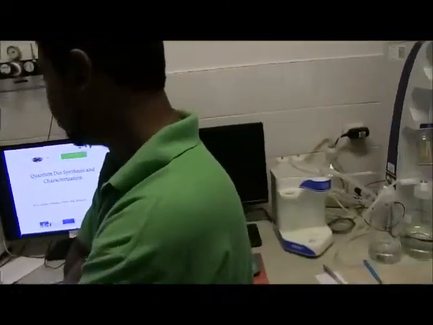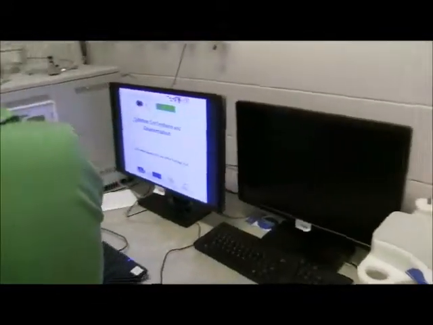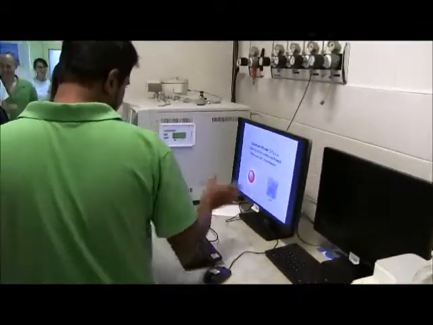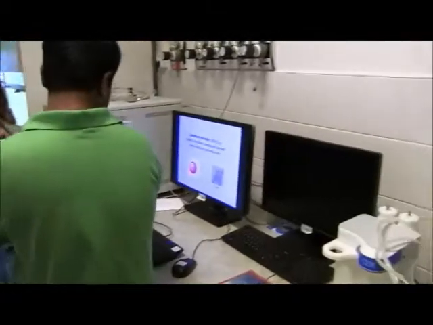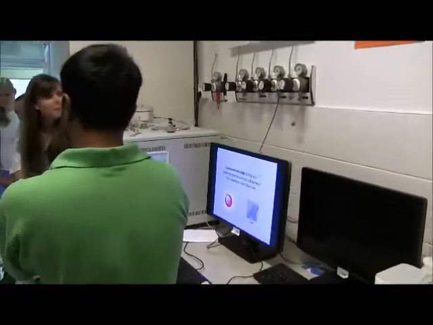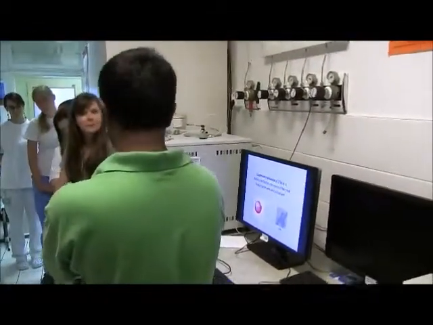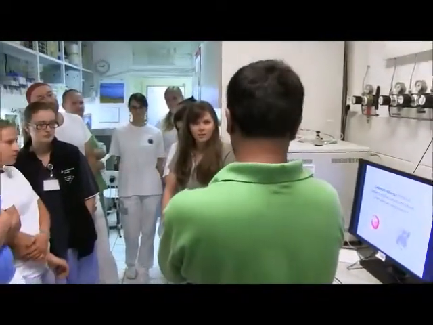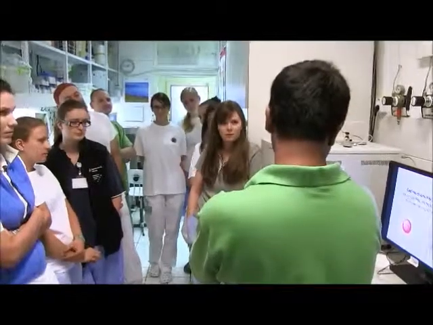This presentation is about quantum dot synthesis and its characterization. We prepare cadmium chloride quantum dots along with some different types of quantum dots. Not only cadmium chloride, but as cadmium chloride is required in most cases, we use cadmium chloride here.